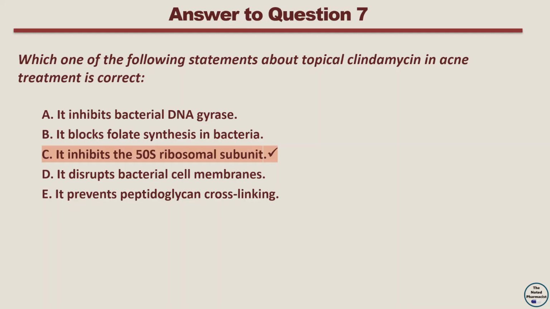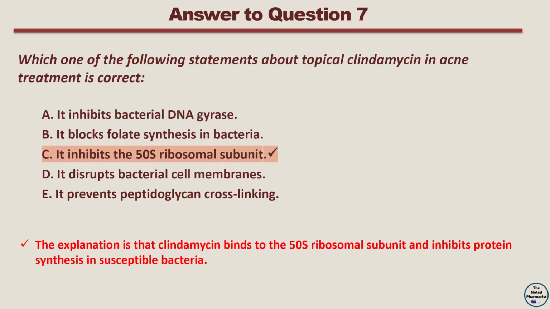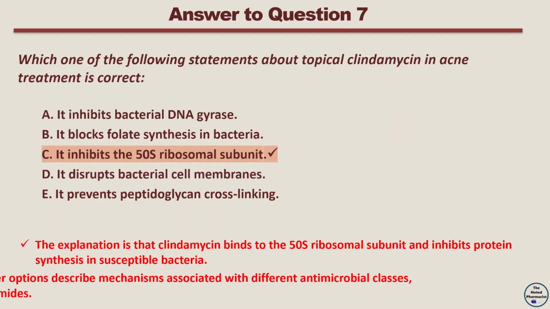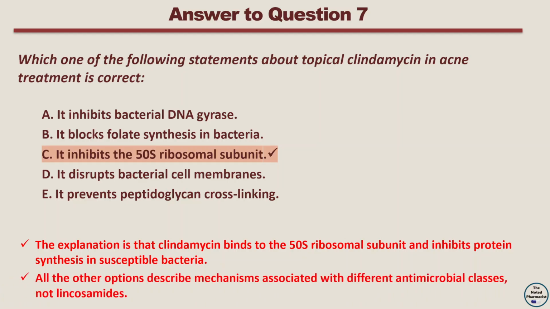The correct answer is option C. It inhibits the 50S ribosomal subunit. The explanation is that clindamycin binds to the 50S ribosomal subunit and inhibits protein synthesis in susceptible bacteria. All the other options describe mechanisms associated with different antimicrobial classes, not lincosamides.